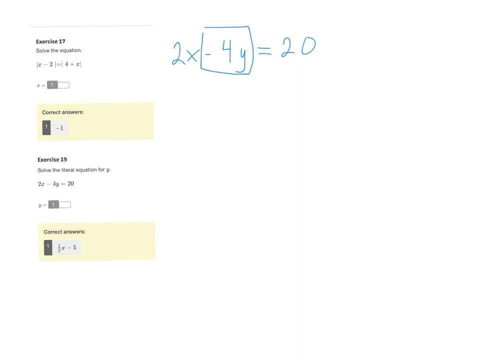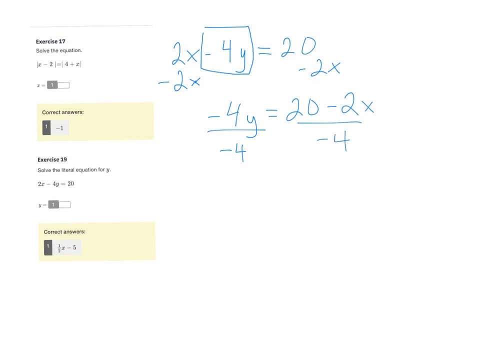So how do I get rid of that positive 2x? I'm just going to minus 2x from both sides. That's going to give me negative 4y is equal to 20 minus 2x. I'm going to divide by negative 4.